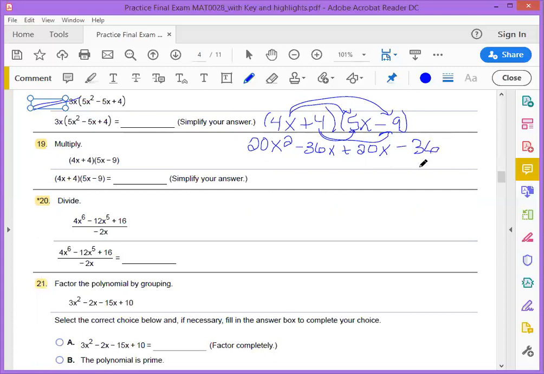At this point, you want to combine like terms. We have our 20x squared, and there aren't any other x squared terms, so we'll just carry down 20x squared. Now, in the center, we have two terms so we can combine. Negative 36x plus 20x, we can combine those two terms. That gives us negative 16x. And then lastly, minus 36. This is our answer.